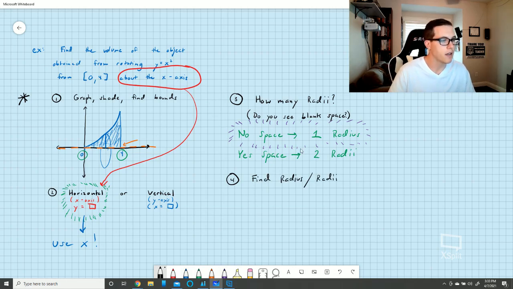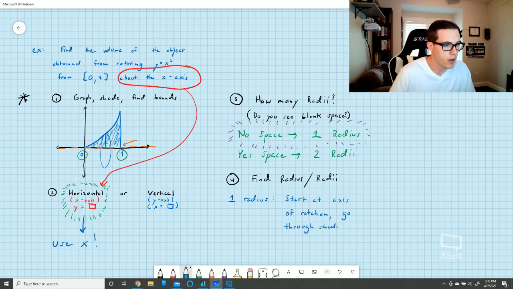Using this idea, here's how you find the radius. I'll do it with one radius in this example, and I'll do it with two radii in the next example. In the next example, we're going to do a bunch of different ways. So for one radius: start at the axis of rotation, go through the shaded area, stop at the outer edge.